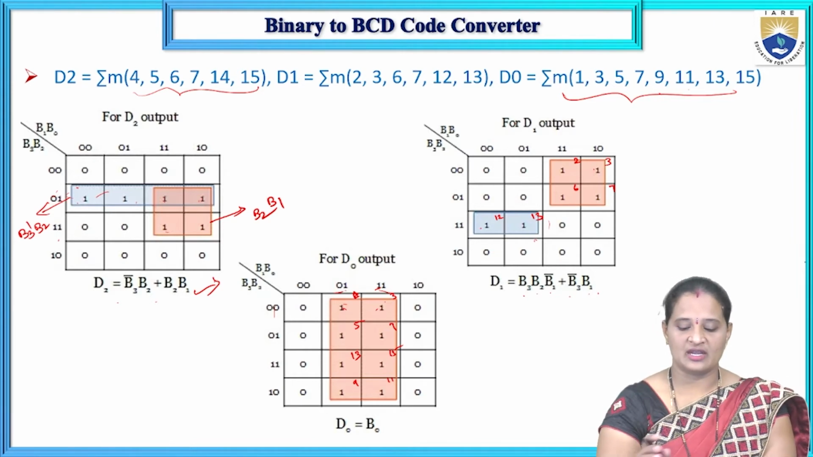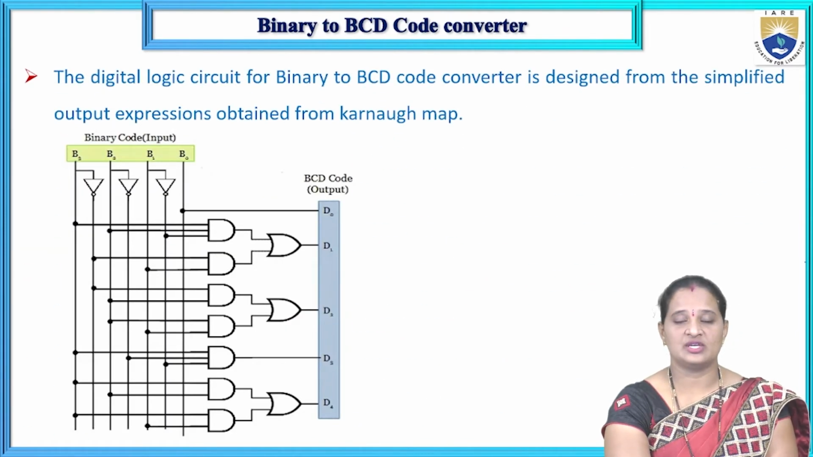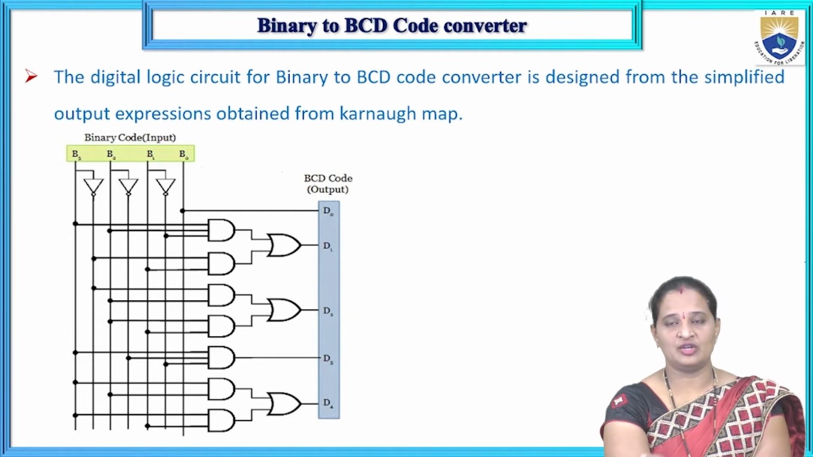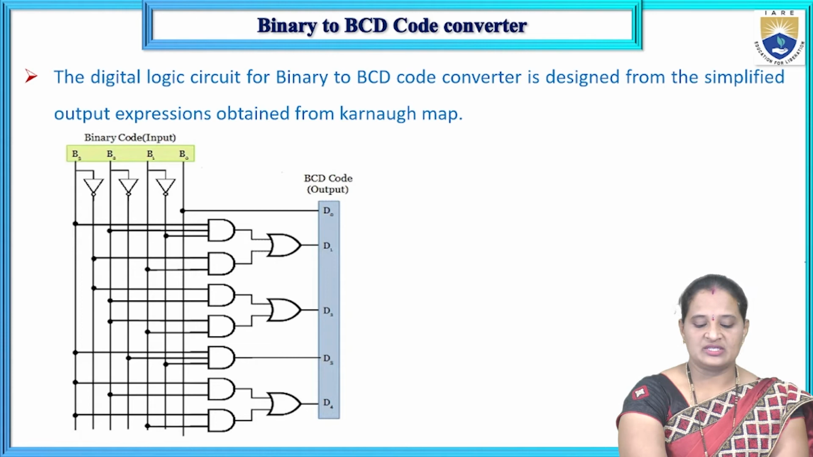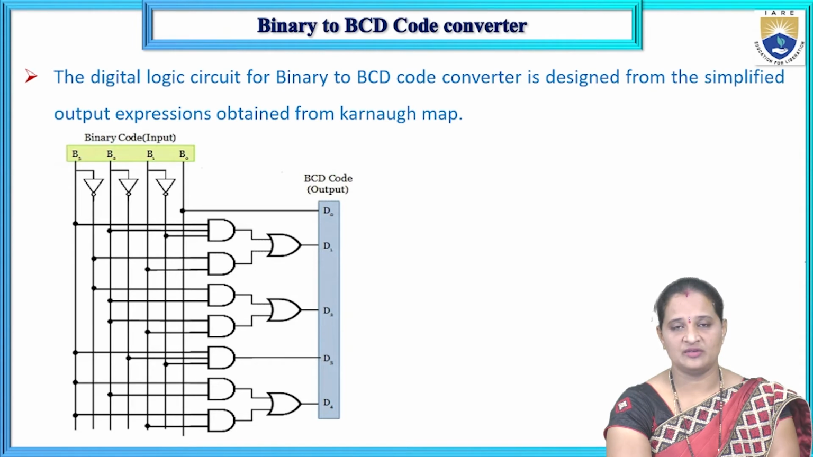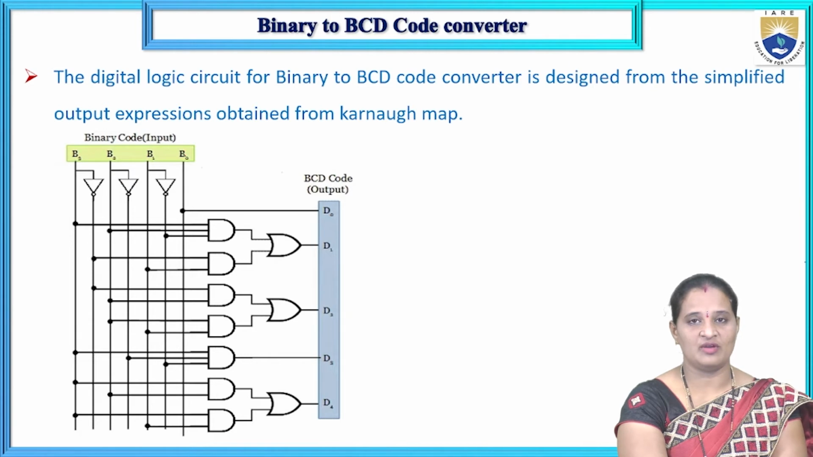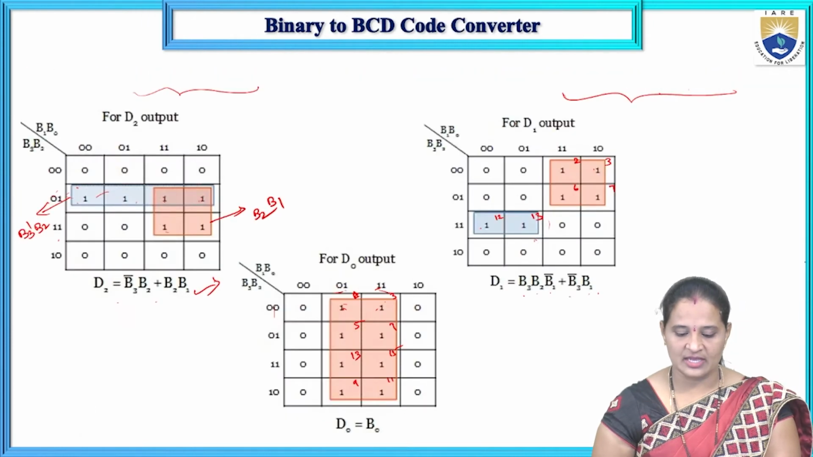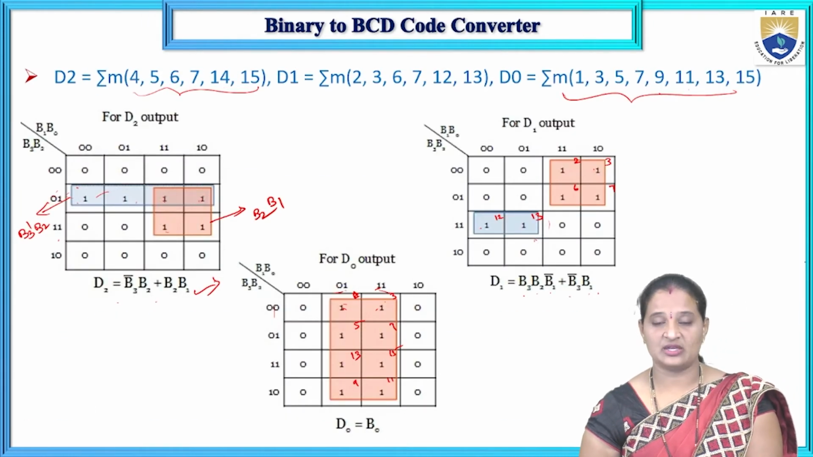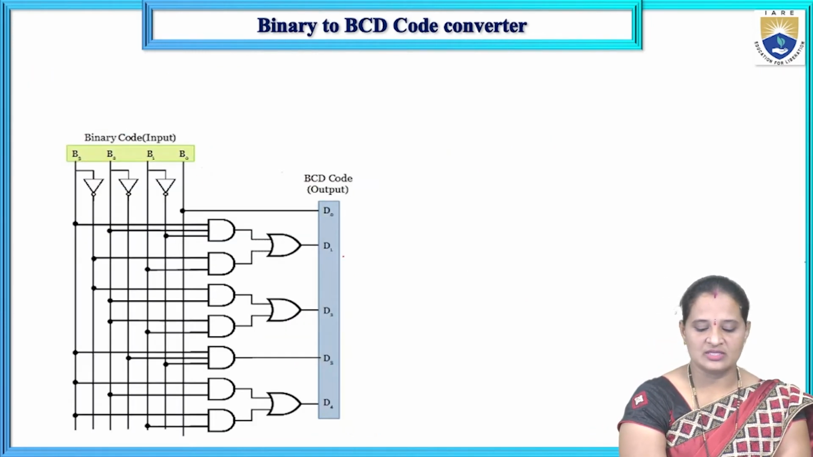Now after getting the equations, we need to implement them using logic gates. So this is the logic circuit for a binary to BCD code converter, which is constructed with the help of minimized Boolean functions for all the 5 outputs D4, D3, D2, D1, D0. So we are taking 4 inputs here, B3, B2, B1, B0, and their complements. If you look at these expressions, none of them requires B0 complement, so that is why I am not taking B0 complement. So here this is D0, where D0 is equal to B0.